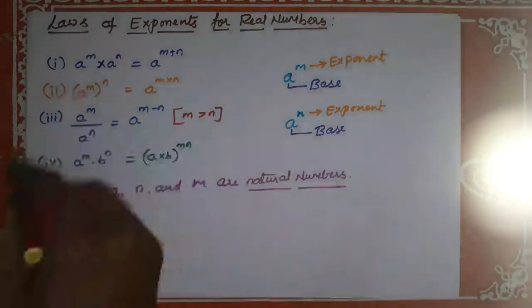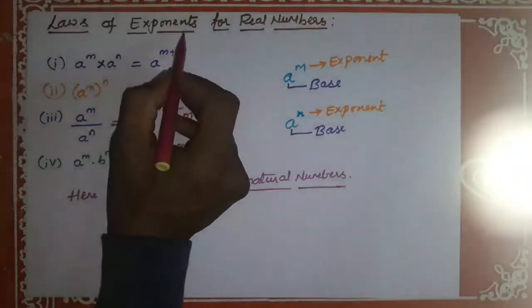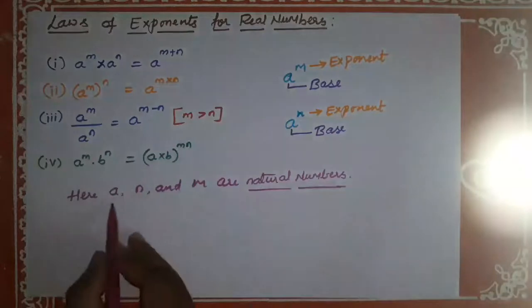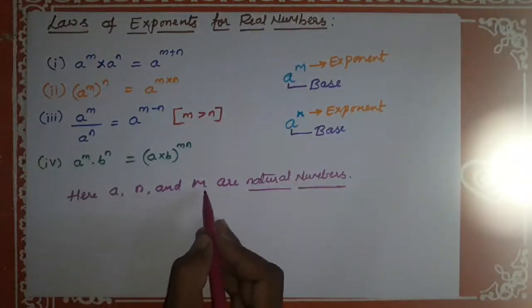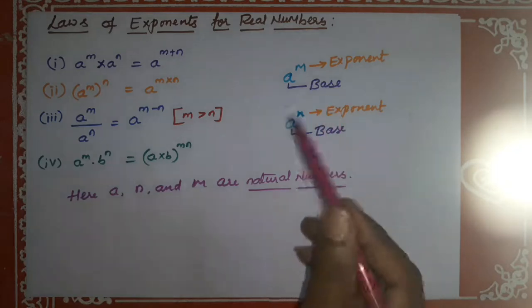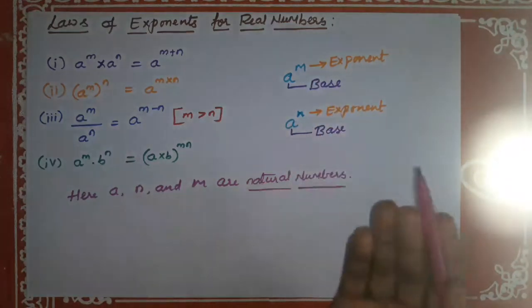To get these answers, you would have used the following laws of exponents which you have learnt in your earlier class. Here a, n and m are natural numbers. Remember, a is called the base and m and n are the exponents.